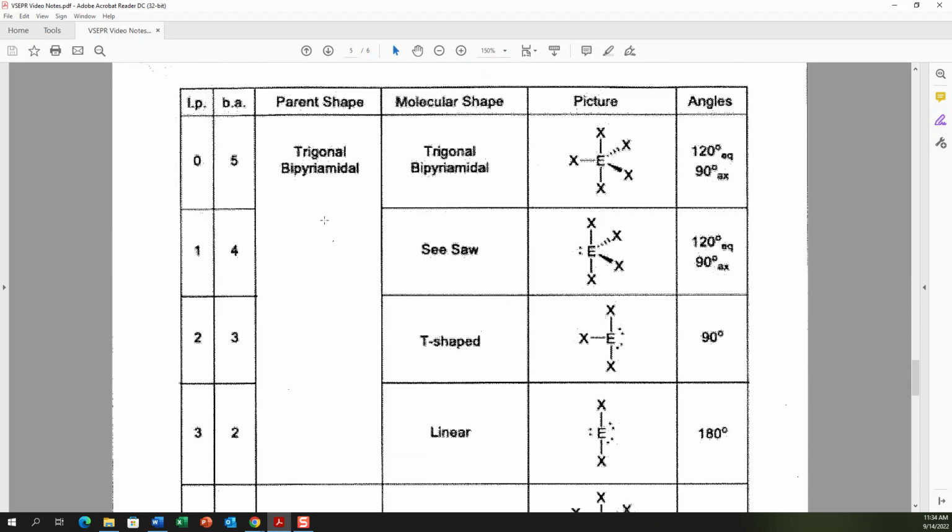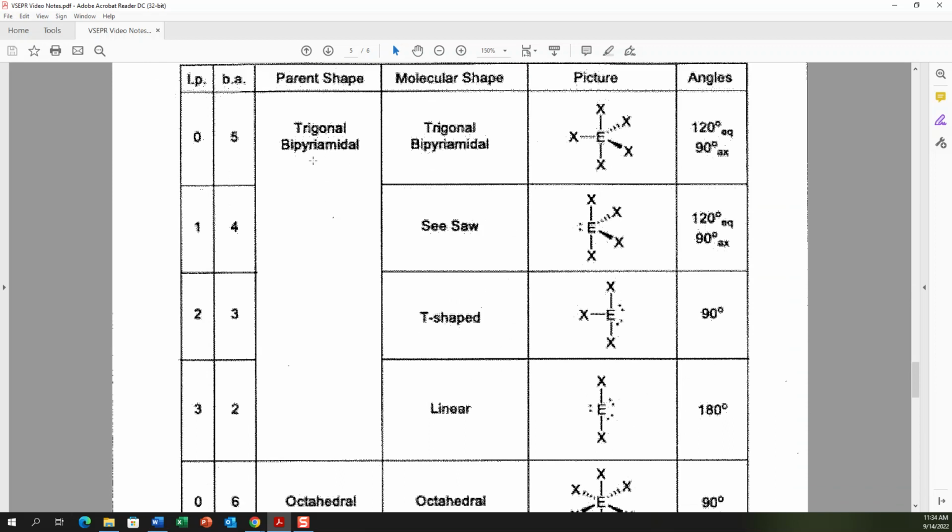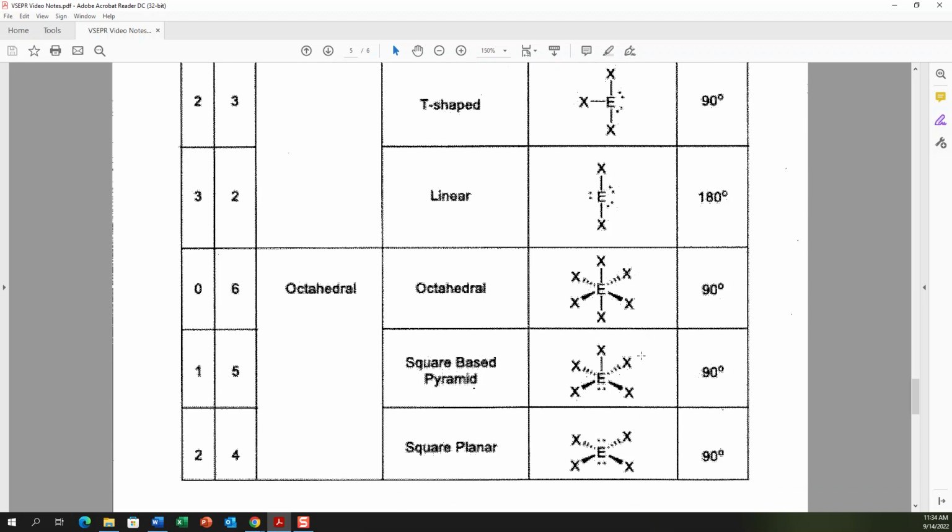So trigonal bipyramidal geometry, right? If there are 5 bonds, 0 lone pairs, then it's trigonal bipyramidal shape. But if it's 4-1, then it's seesaw shape, 3-2, T-shaped, 2-3, linear, and we can keep going.